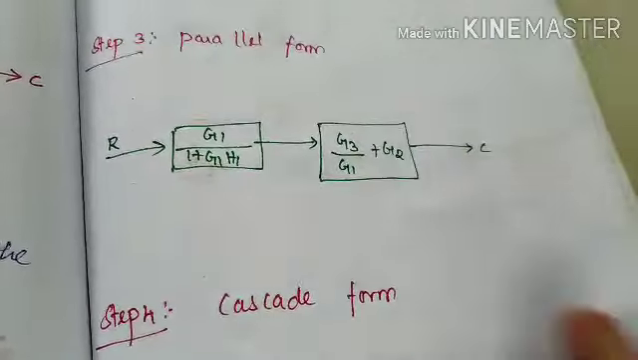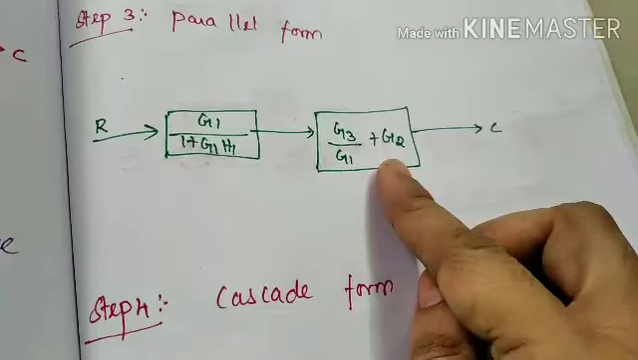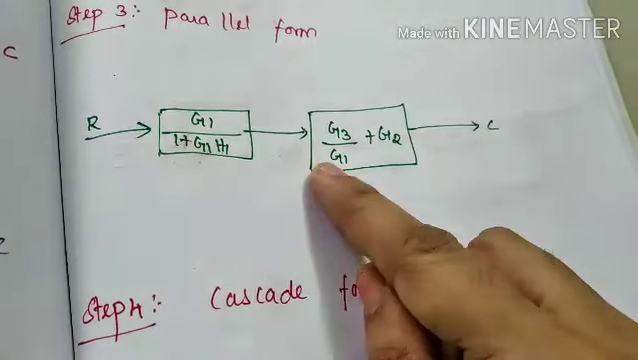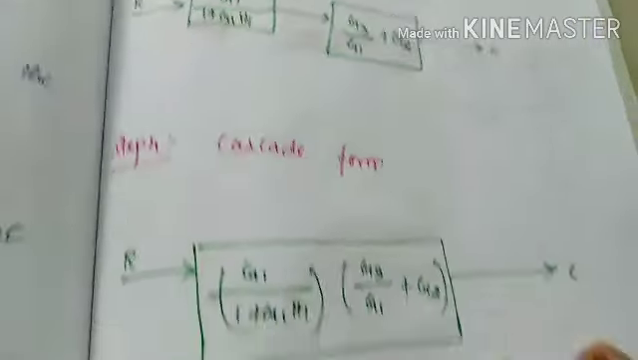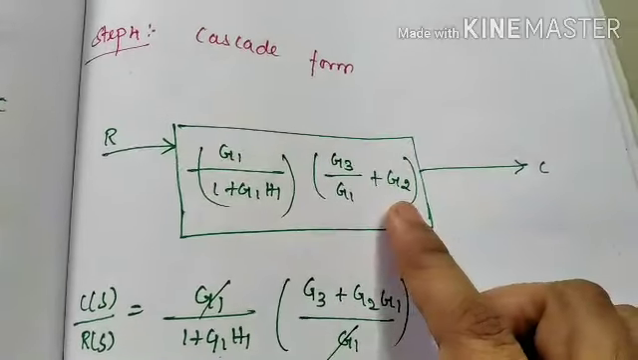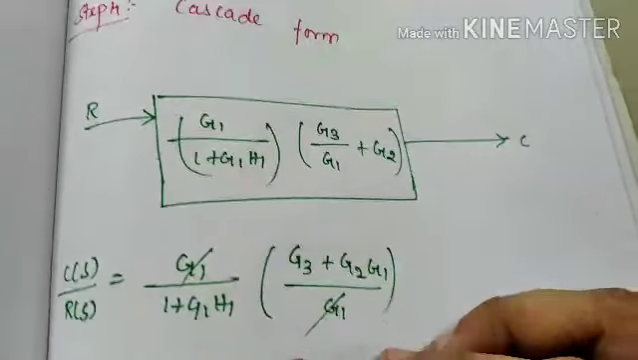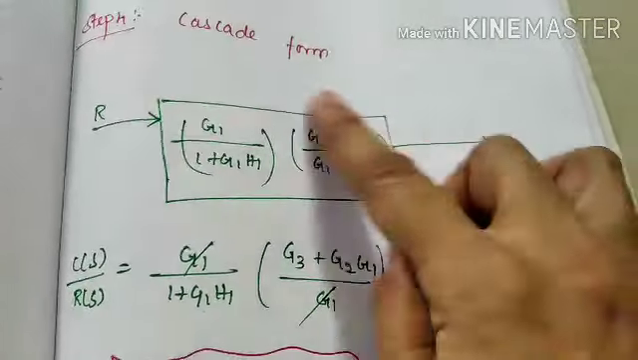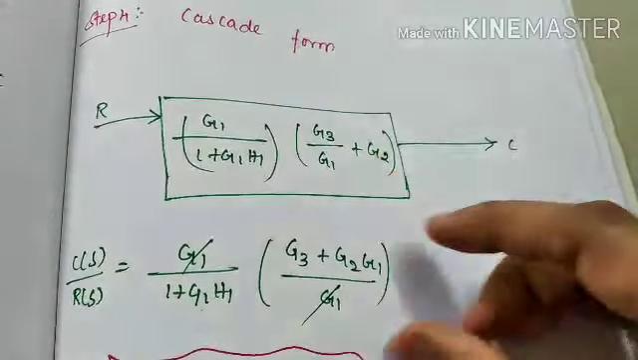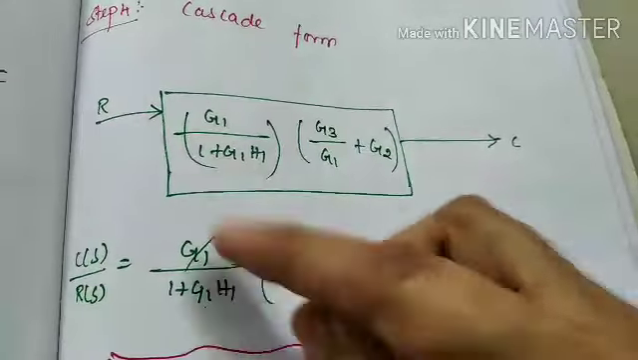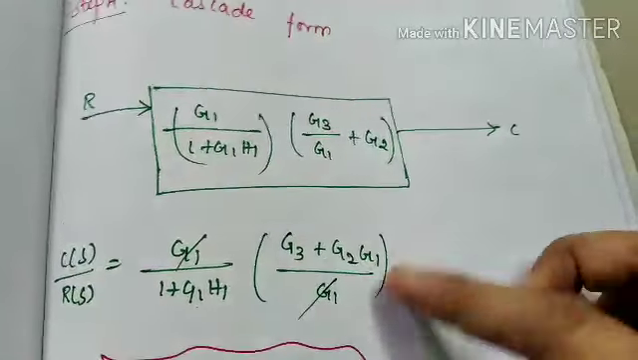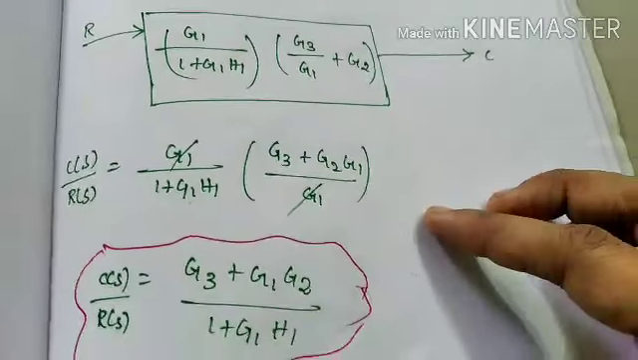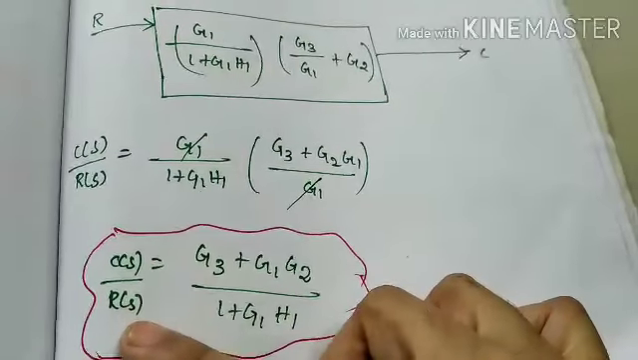Now see, these two blocks are in cascaded form. These two blocks are connected in series. So what do we have to do now? We have to multiply those two blocks. So while multiplying we need to cross multiply this equation and we get this equation. After multiplying these two blocks, G1 and G1 get cancelled, so our final transfer function will be output by input, right?